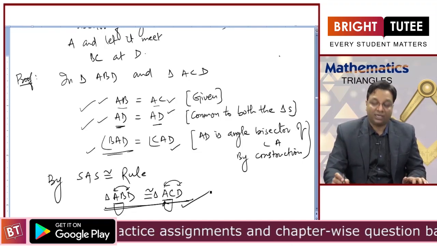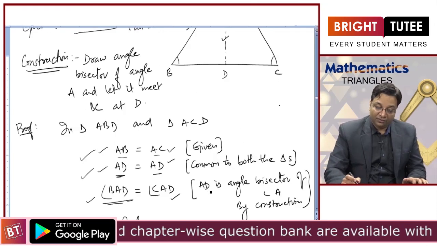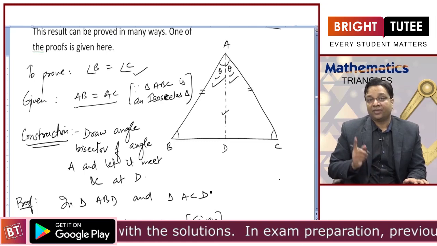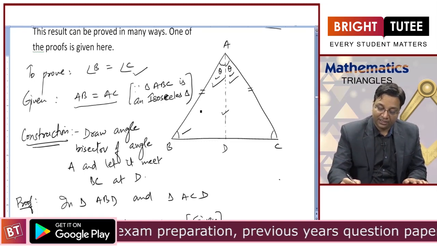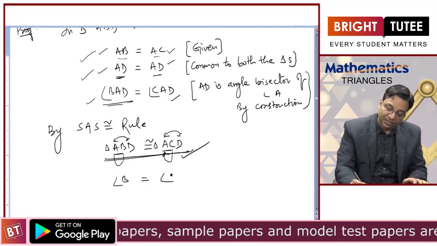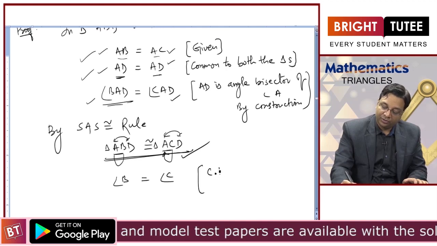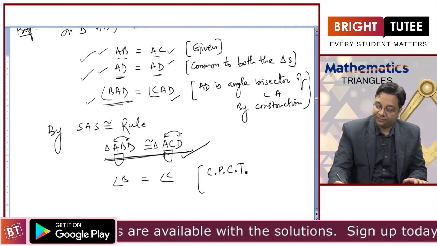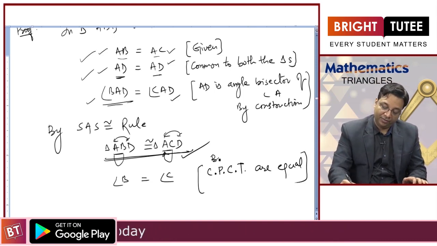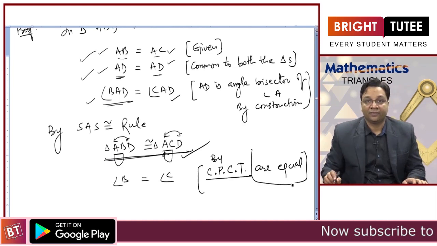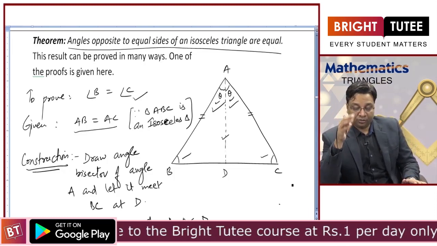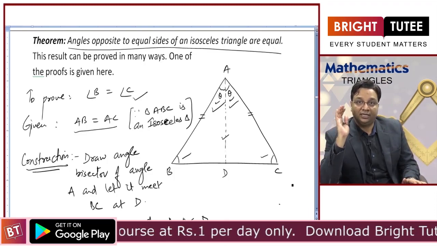Now I can say that these two triangles are congruent. Once I say that these two triangles are congruent, the corresponding parts of congruent triangles are equal. So angle B in triangle ABD is equal to angle C in triangle ACD. So angle B is equal to angle C because corresponding parts of congruent triangles are equal. Or you can just say by CPCT, that is it. So we can say that the angles opposite to equal sides of an isosceles triangle are equal.